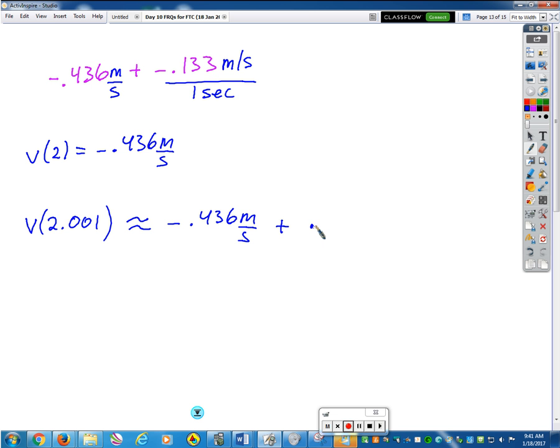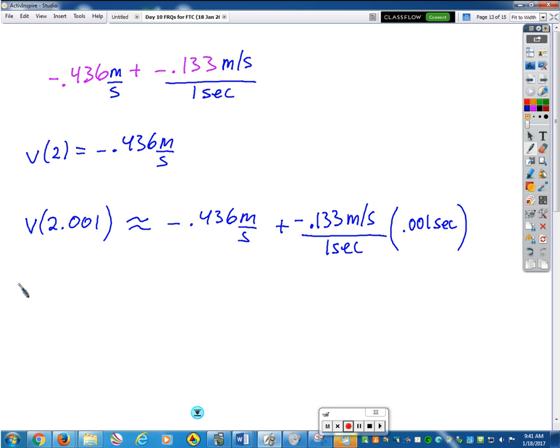So let's say I take 0.133 meters per second every second, but a whole second of time is not elapsing. So I simply multiply this by the tiny amount of time that does elapse, so that would be 0.001 seconds. Please, sort, isn't that negative 0.133? Thank you. My mistake. 3 for sort.